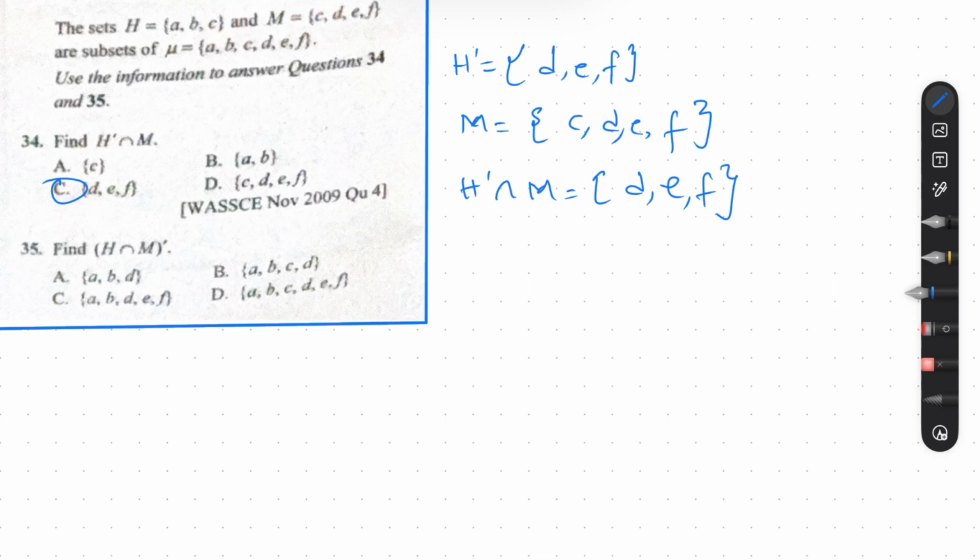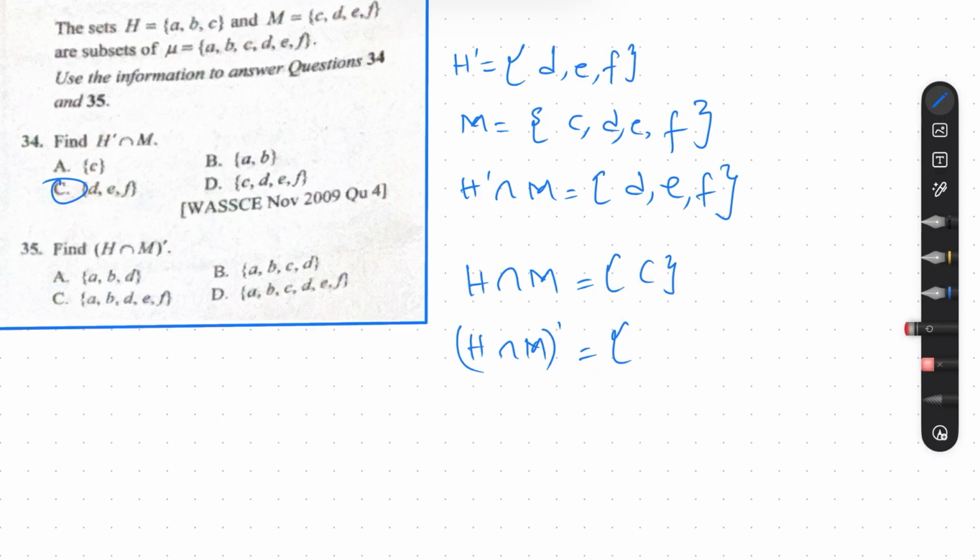So let's write that down. H intersection M is the set C, the only element in the set. Now the question says we should find the complement of this. The complement means the elements that are in the universal set but not in this set. We only have C over here, which means everything apart from C will be included in our complement.